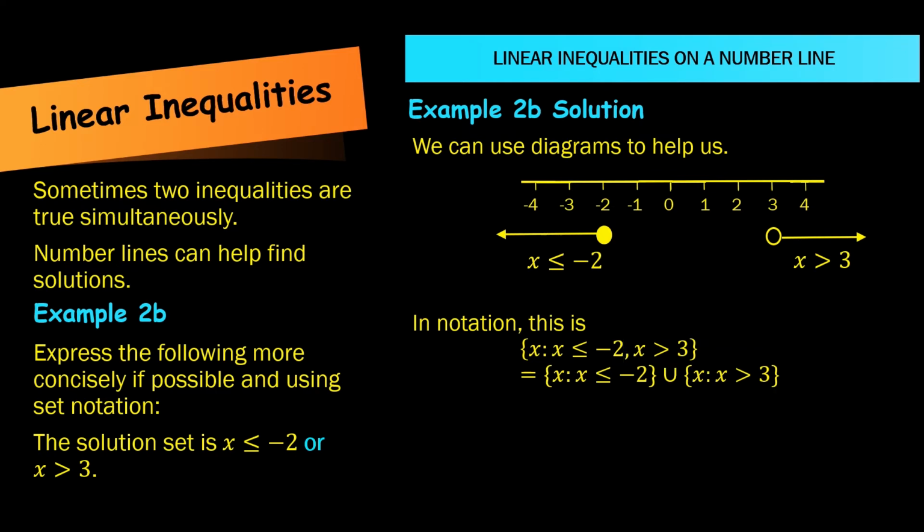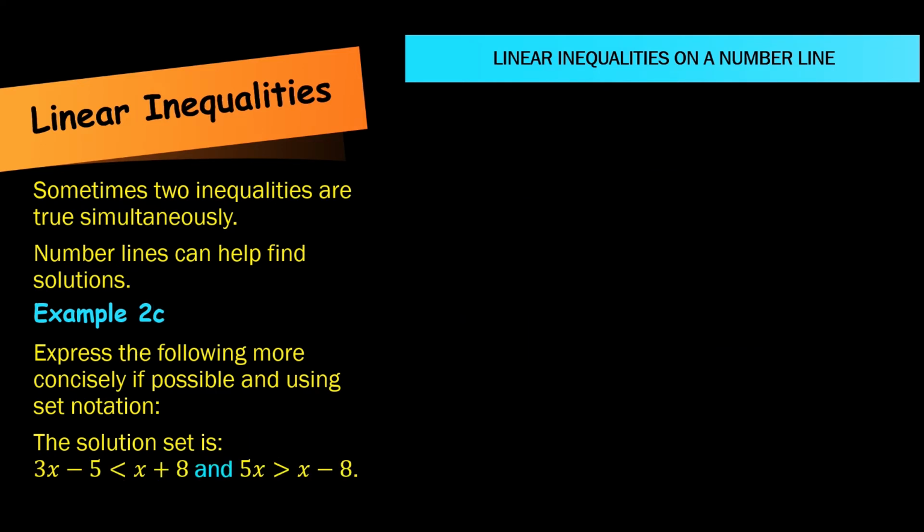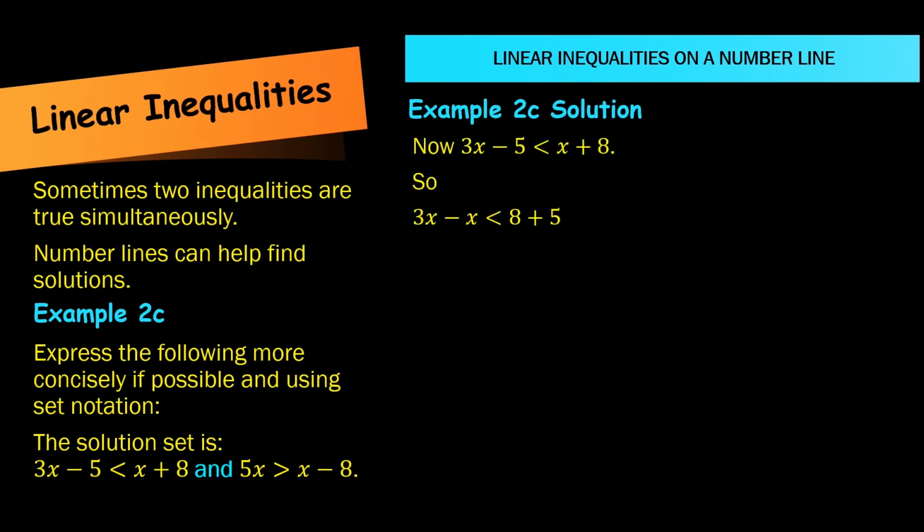Now let's solve example 2c. This time the solution set is 3x minus 5 is less than x plus 8 and 5x is greater than x minus 8. So let's solve this. Clearly we need to do some tidying up first. So the first inequality becomes 3x minus x is less than 8 plus 5.